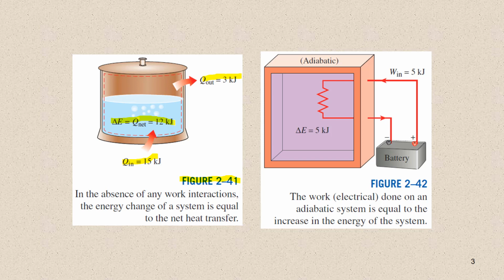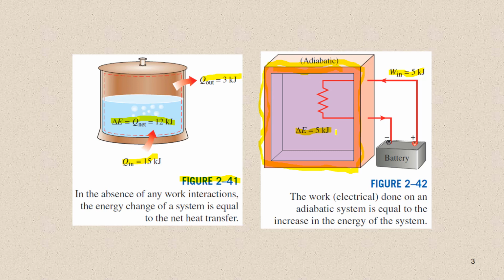Now consider a well-insulated, that is adiabatic, room heated by an electric heater as our system, which is given in figure 242. As a result of electrical work done, the energy of the system will increase. Since the system is adiabatic and cannot have any heat transfer to or from the surroundings, where Q is going to be equal to 0, the conservation of energy principle dictates that the electrical work done on the system must equal the increase in energy of the system.